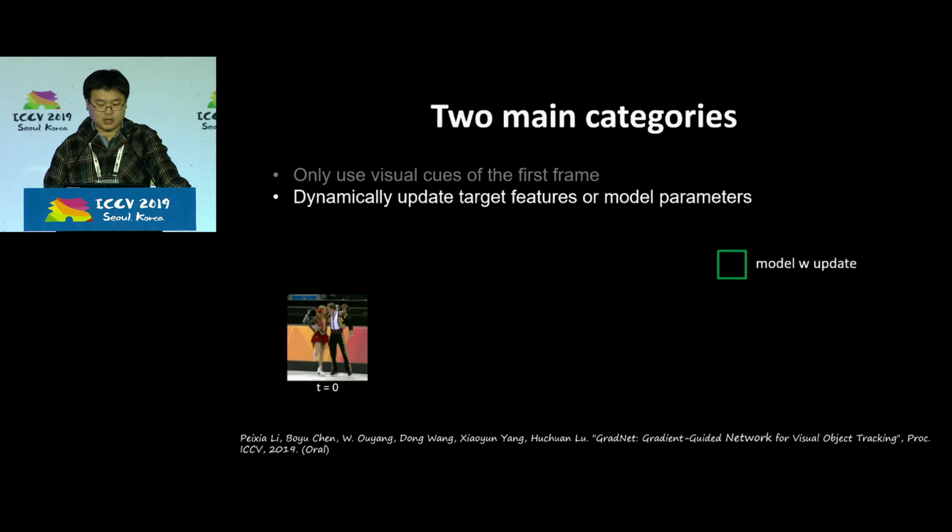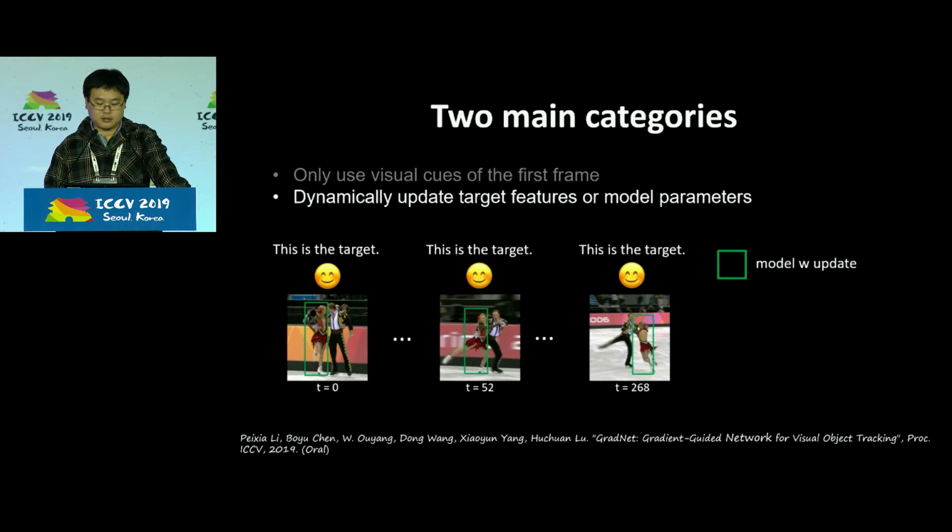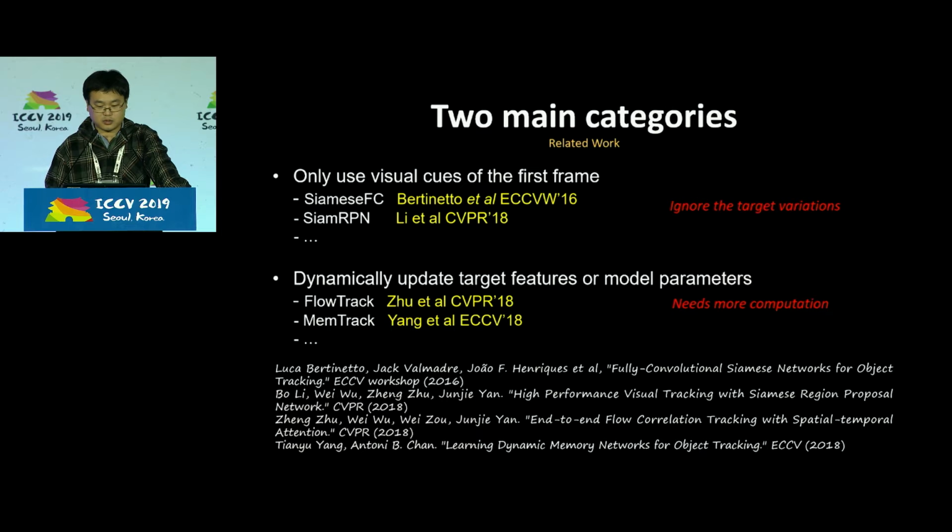The second one is online update of target features or model parameters. This manner usually considers the tracking as an online learning process, so it may capture the target variation of the object. It is usually more accurate, but usually slow. Here are some related works. The former one ignores some target variation, and the latter one needs more computation.